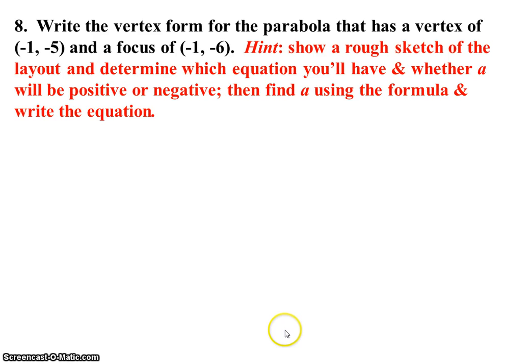All right, last two. We want to write the standard form of a parabola when given some information only. We don't have a picture. We obviously don't have the equation because that's what we're trying to write. So they're telling us what the vertex is and what the focus is.